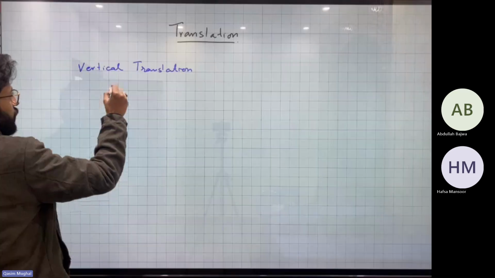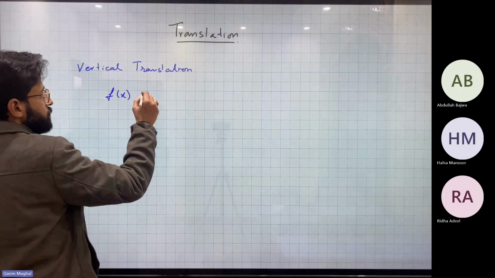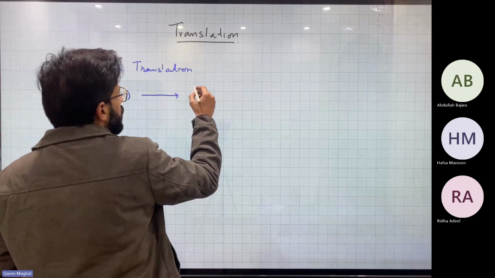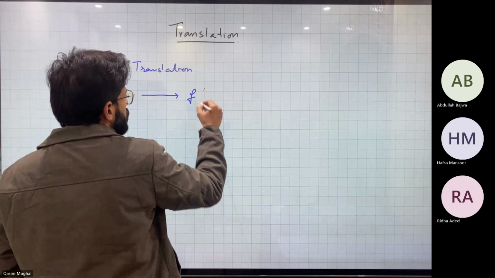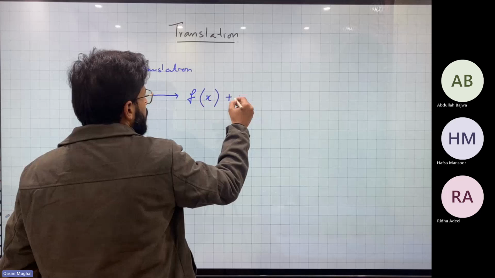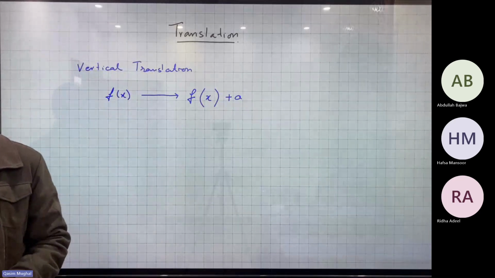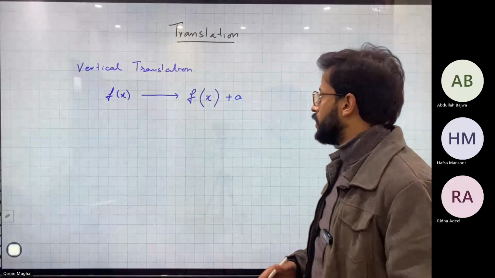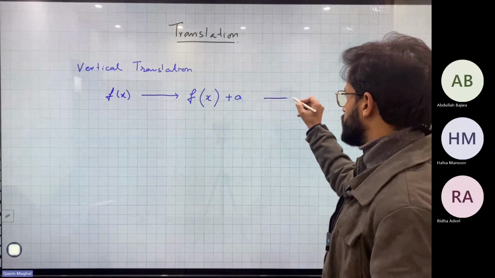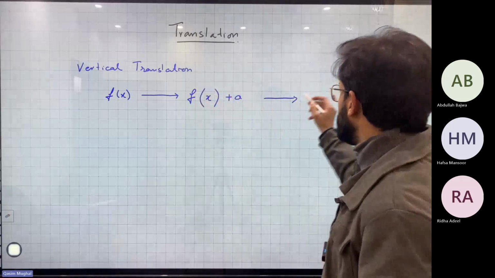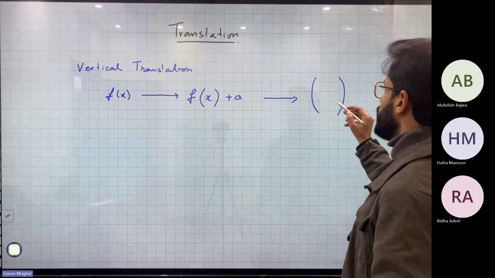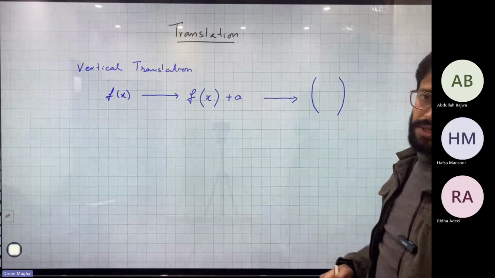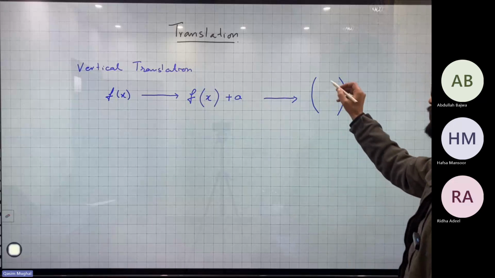For example, if you have a function f of x, and if you add a number outside the function, let's suppose the number you're adding outside the function is a. This is what happens to the function, and this is what happens to its graph. Its graph will shift up by a units.